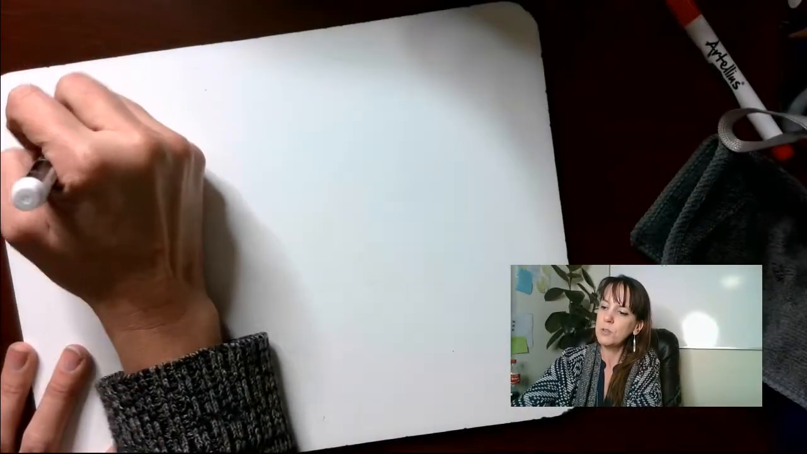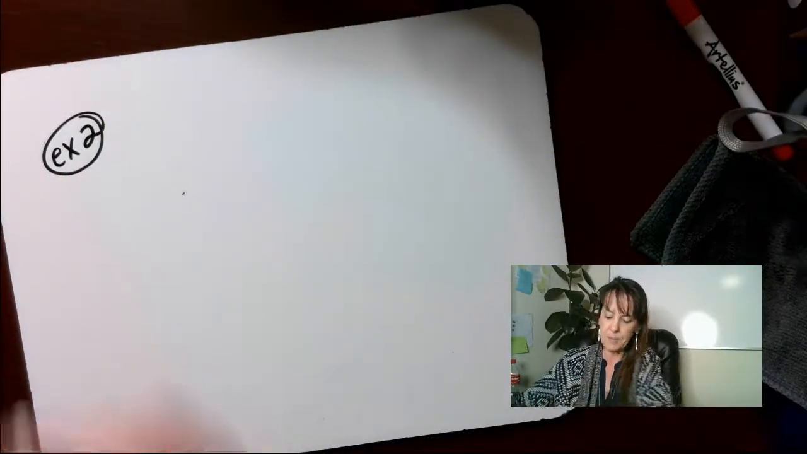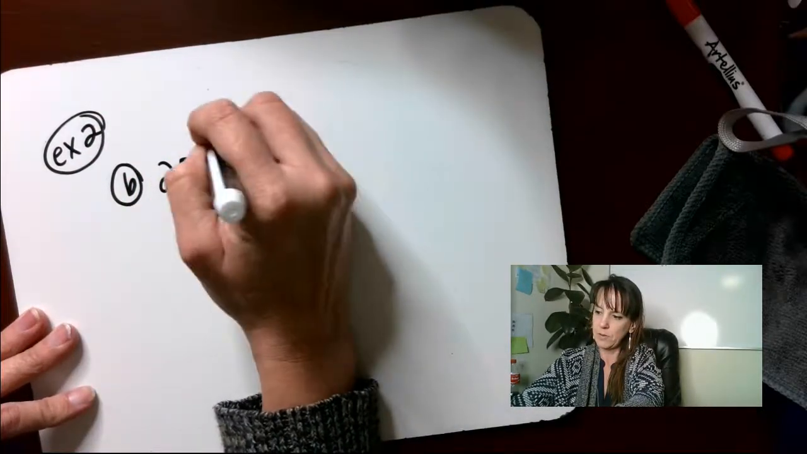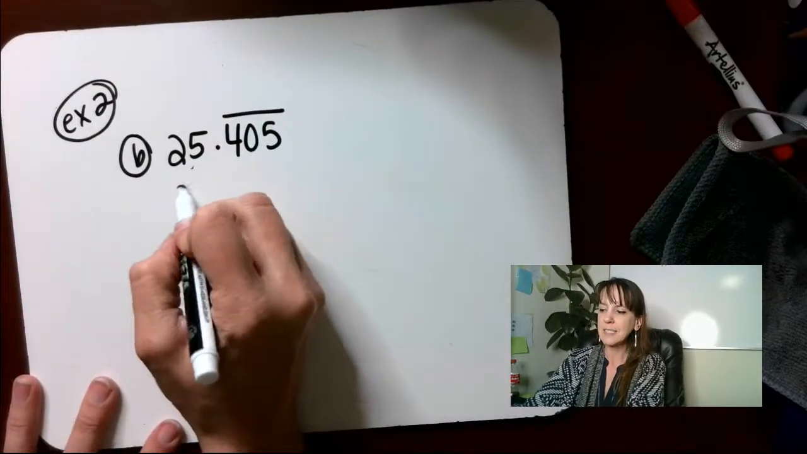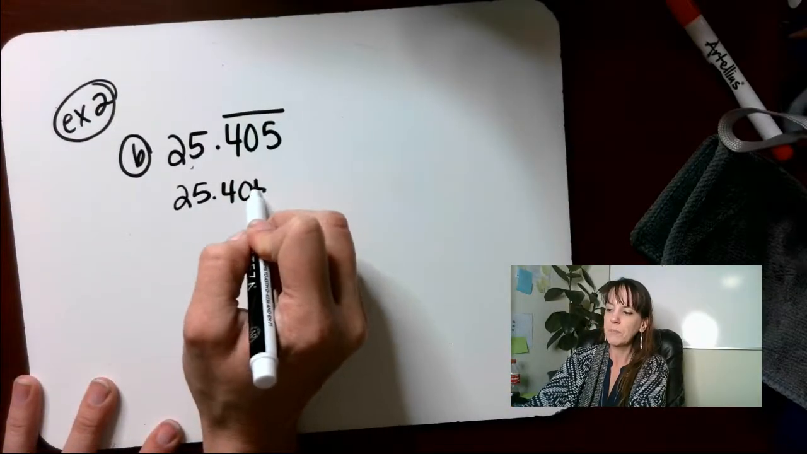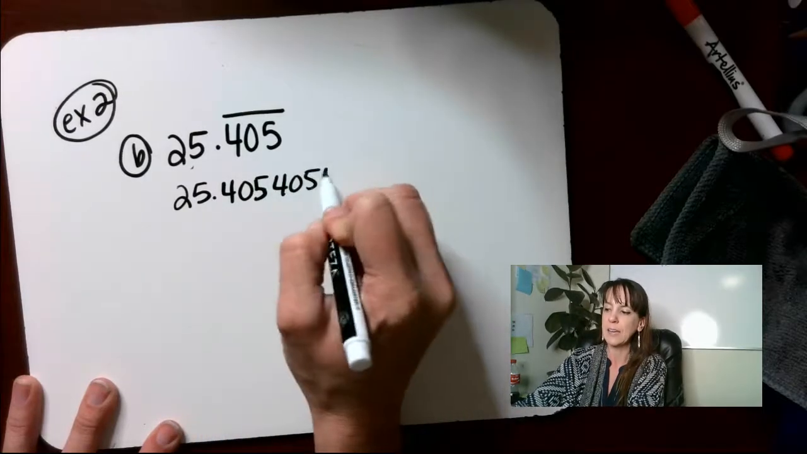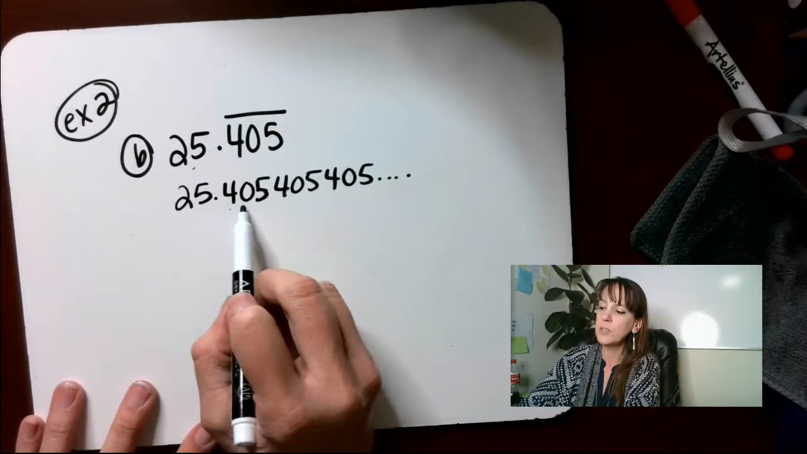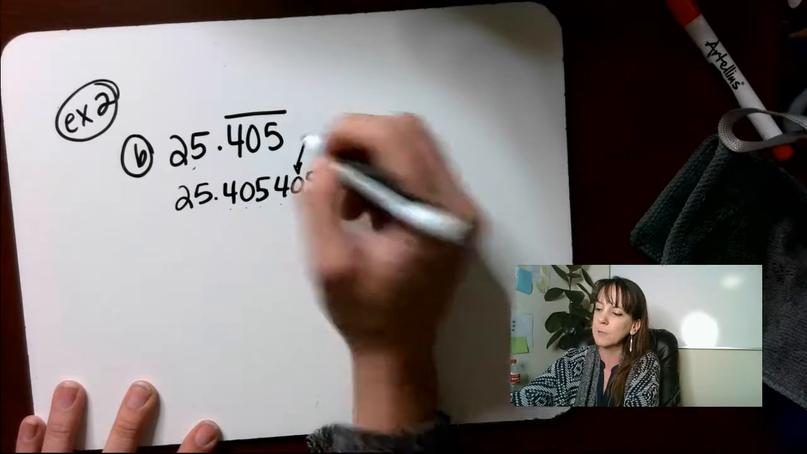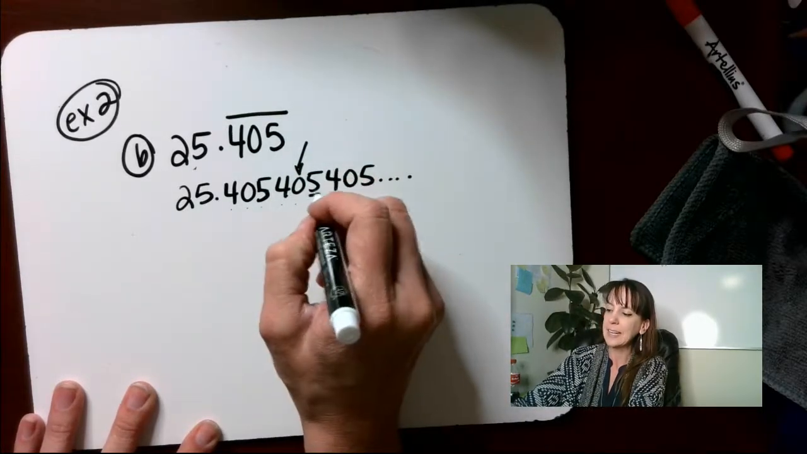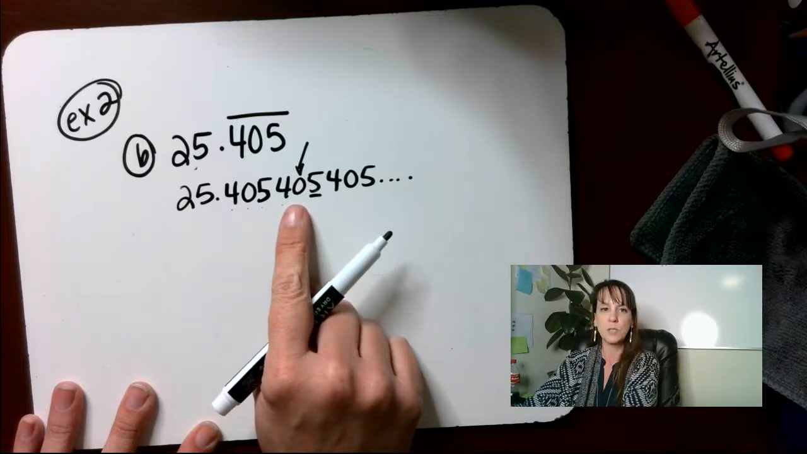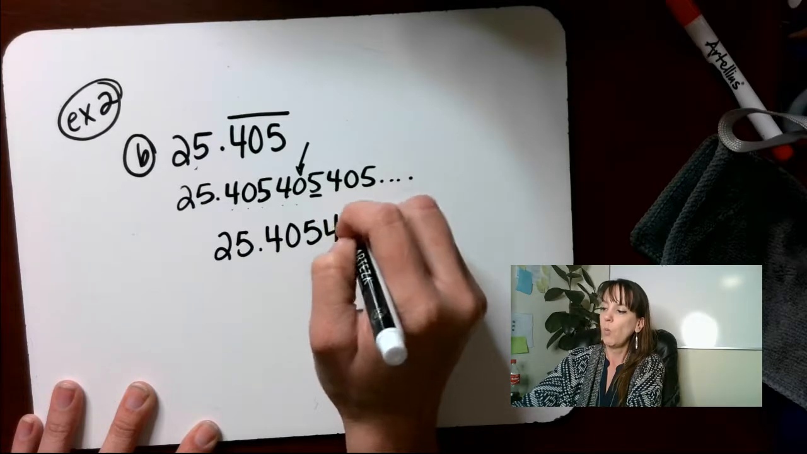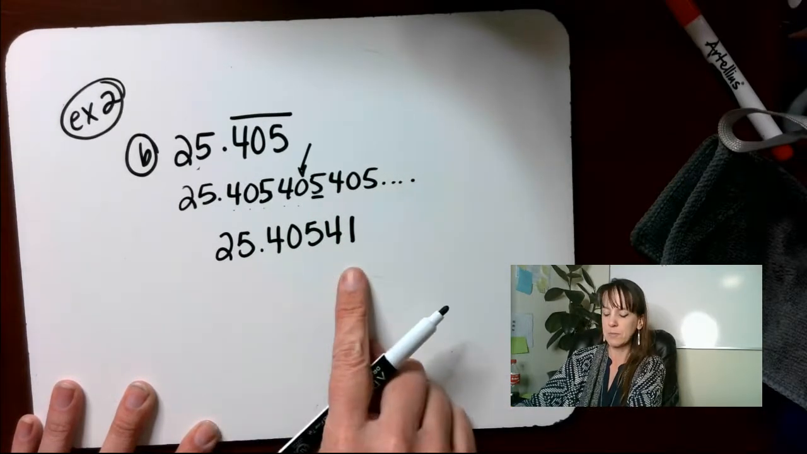That was example 2. Actually, there's more of them. B. Sorry about that. 25.405. Okay, so in this case, it's going to be 25.405, and then 405 repeats again, and it keeps going, right? Again, we're rounding to the 5 decimal places. So 1, 2, 3, 4, 5. We're rounding to here, which means we need to look at this one and see that it is 5 or greater, which means this one gets boosted up. So it's going to be 25.40541. Okay, so this would be our rounding.